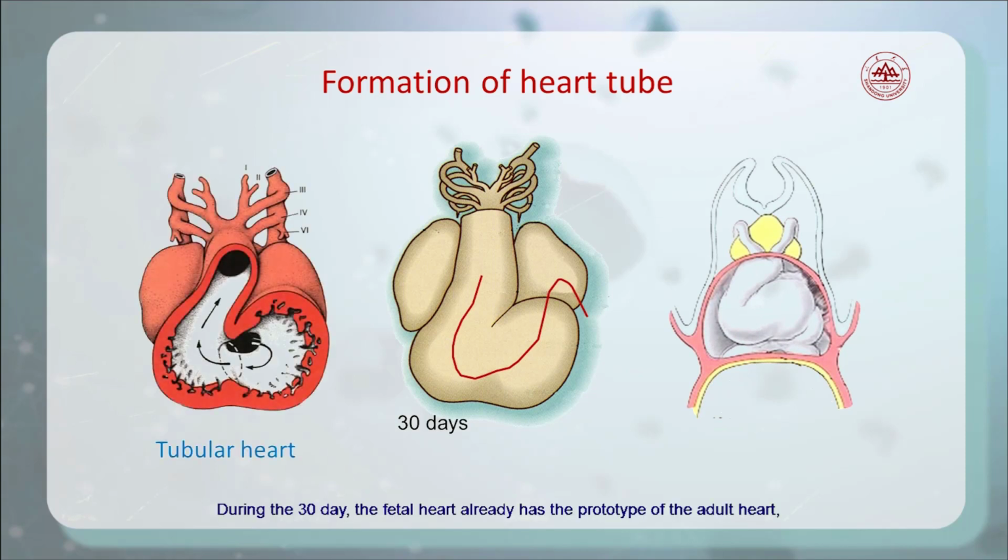During the 30th day, the fetal heart already has the prototype of the adult heart. But there is only one chamber inside the heart. It's still a tubular heart. Well, this is the formation of the heart tube.